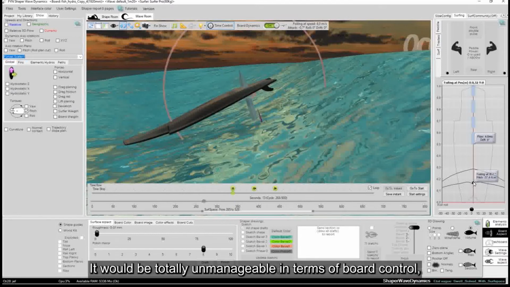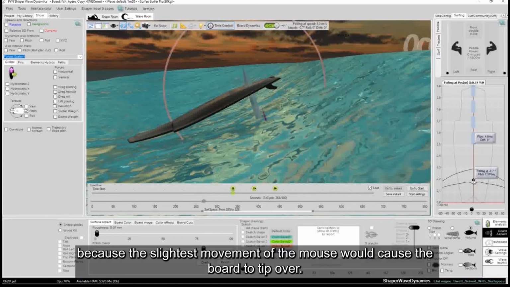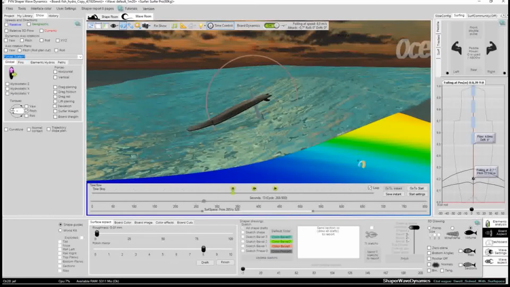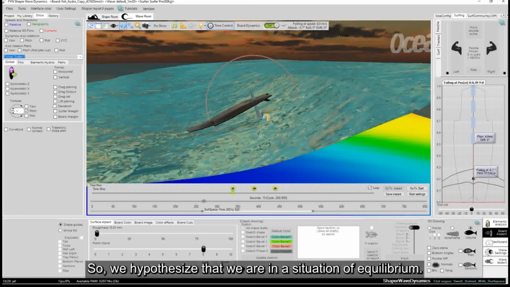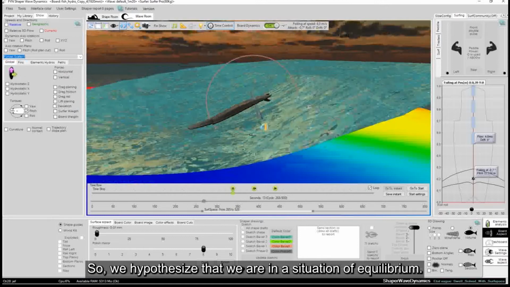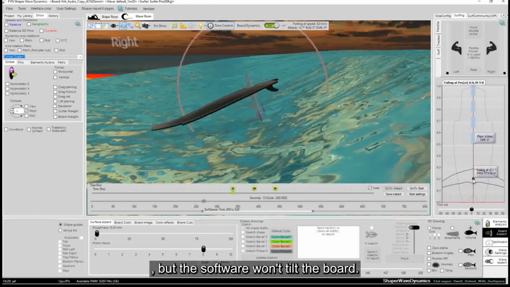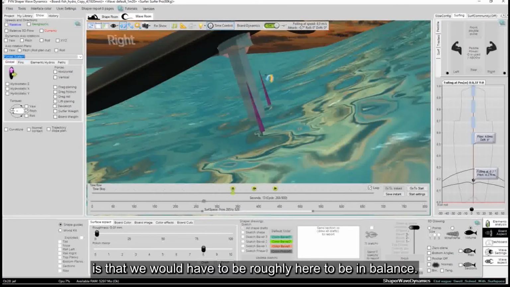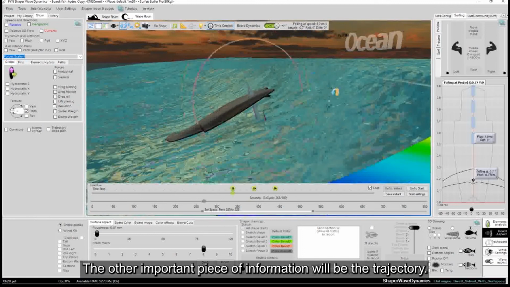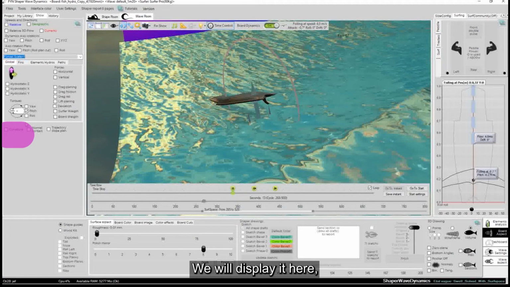It would be totally unmanageable in terms of board control, because the slightest movement of the mouse would cause the board to tip over. So, we hypothesize that we are in a situation of equilibrium. So here, we just have information about the imbalance, but the software won't tilt the board. So the information is that we would have to be roughly here to be in balance. The other important piece of information will be the trajectory. We will display it here.